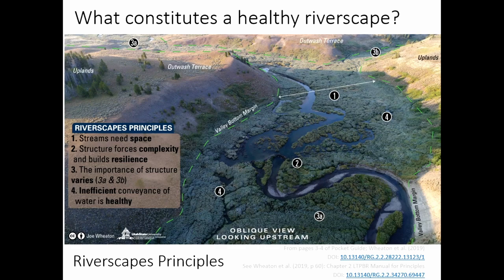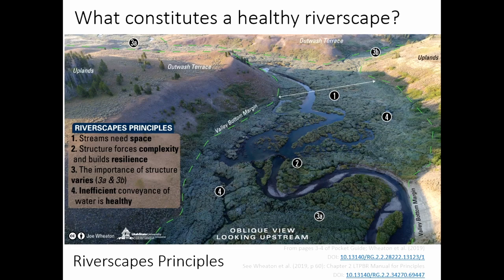Well, there's three. Streams need space, and that's the floodplain. That might be active or inactive floodplain, but that's the space. There might be a lot of it, there might be a little bit of it, depending on the confinement. But the streams need and they own that space. That's their space, not ours. Healthy riverscapes need structure.